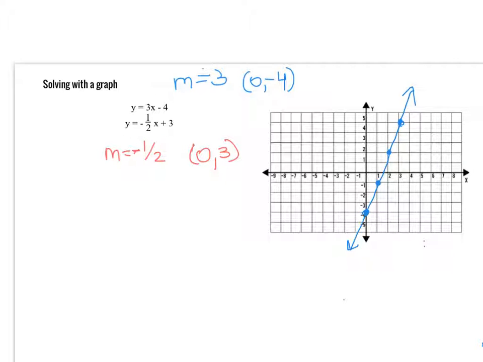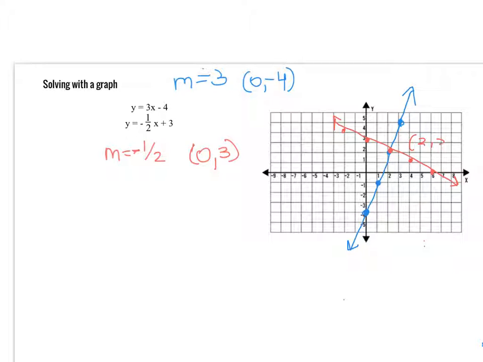Now the other equation has a y-intercept of 0, 3. And I'm going to go down 1 over 2. Oh look, we already found the solution. We can see where they cross. They intersect at one point. So that means that this system of equations has one solution. Okay, and the solution is 2, 2.